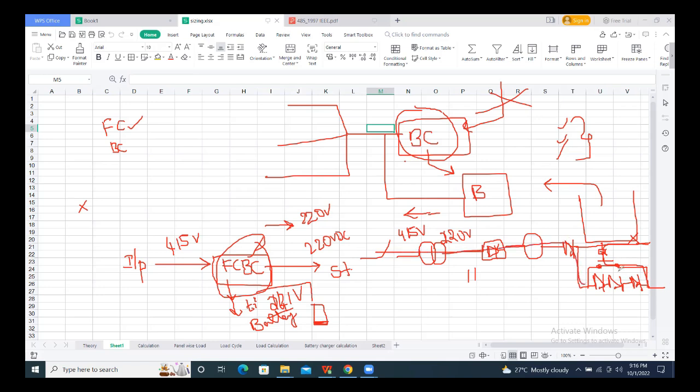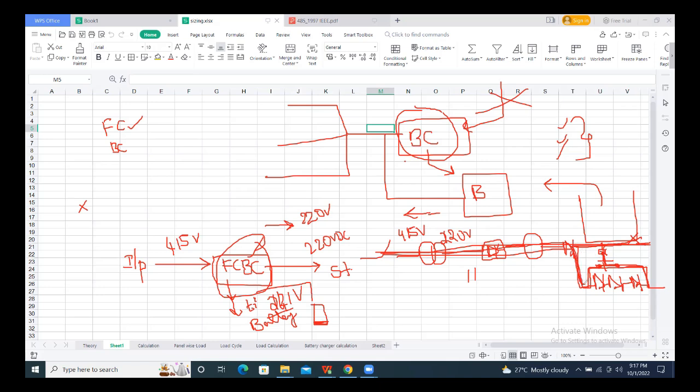In the normal floating mode also, the power will go this way. In float mode, this operating coil will be closed. So this battery charger is delivering the supply to the battery as well as to the station load. In the boost operation, it will give the supply to the battery, and this coil is opened.